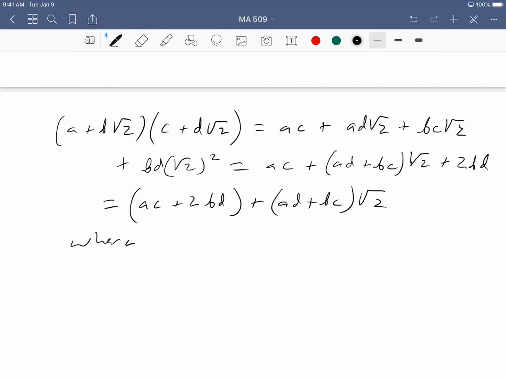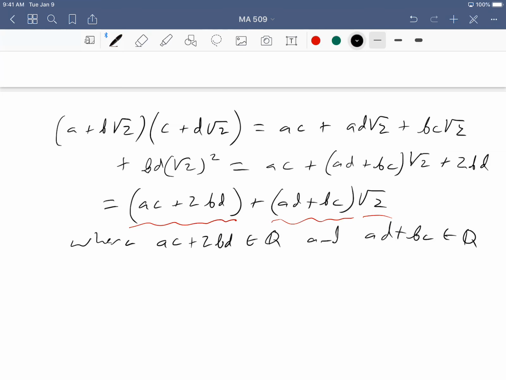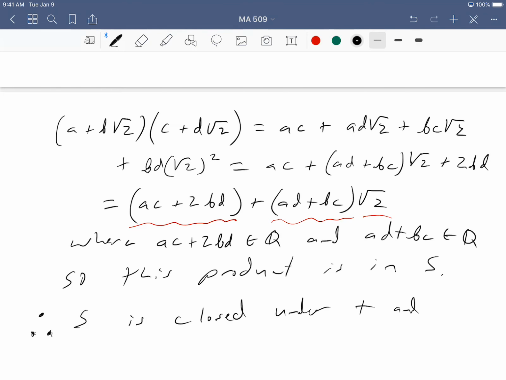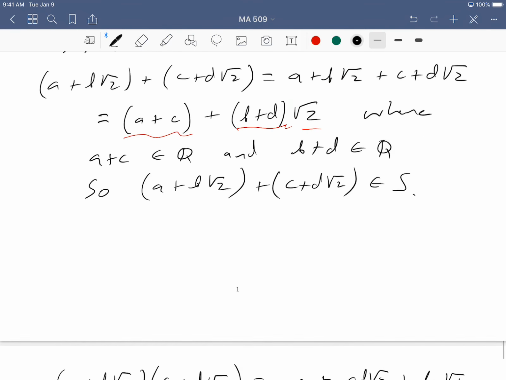And like before, what I'm worrying about is, is this in S? So now I'm going to go through and say, well, ac plus 2bd, a and b and c and d are all rational numbers, and so that's just a rational number also. And ad plus bc is also a rational number. And so like we saw with addition, I was able to do this product and get a rational number plus a rational number times root 2. And so this product is in S. Okay, so S is closed. I'm going to write a little three dots like this, which means therefore. So therefore S is closed under addition and multiplication.